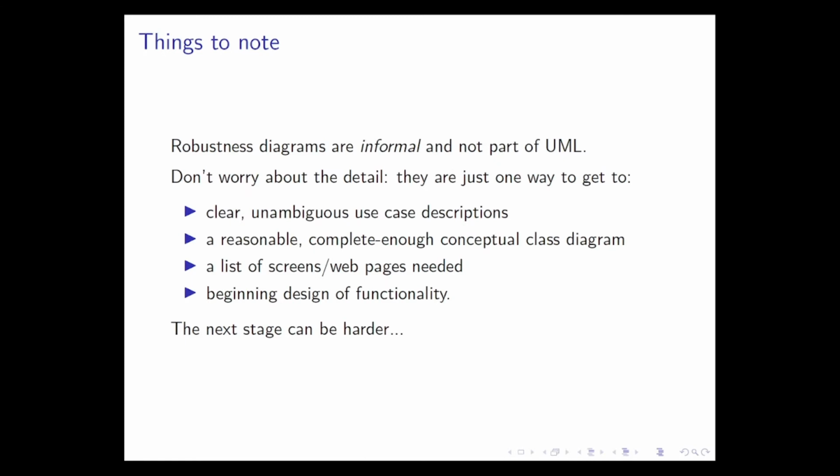Do note, robustness diagrams are informal and they're not part of UML. I already said part of this, and part of what follows from that is that you shouldn't worry about the detail. They're just one way to get to a clear, unambiguous set of use case descriptions, and a reasonable, complete enough conceptual class diagram. Also in the process, a list of the things corresponding to the boundary objects, the screens and the web pages that are needed. And what you're doing is you are now beginning to build a design of the functionality which will take you on towards a design class model. And the next stage can be a bit harder.